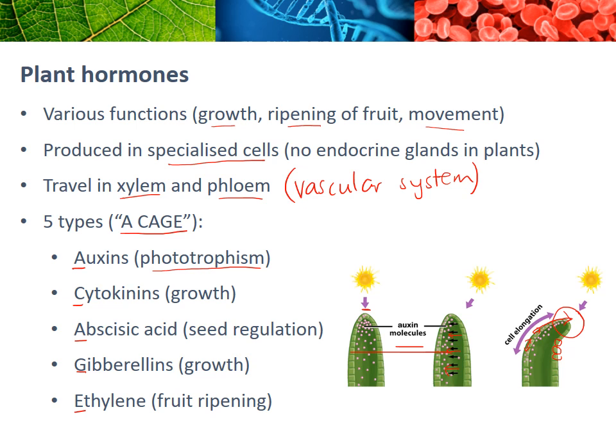Cytokinins are responsible for growth, so dividing the cells in plants. Abscisic acid regulates things like seed production or seed germination when plants are going to reproduce, or also they can tell seeds to become dormant, so basically to stop their function if there is no rain available for it to reproduce. There's also gibberellins involved in growth as well. And then ethylene is a hormone that's involved in the ripening of fruit or the loss of leaves according to the season that the plant is in.